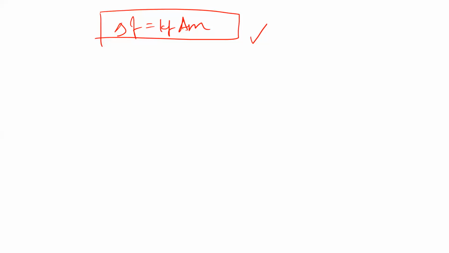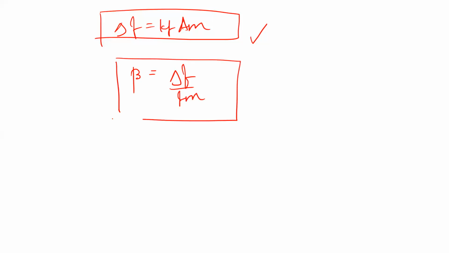Okay. The next formula: you remember beta. What is beta? Beta is the frequency modulation index. That is given as delta F by Fm. Beta is delta F over FM, is it? Yes, delta F upon Fm. Clear? Yes, absolutely.